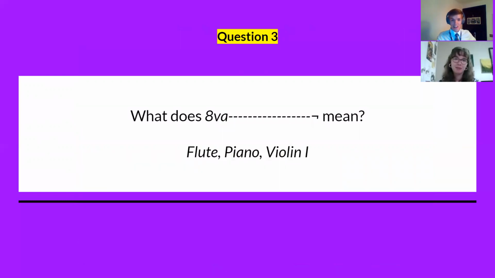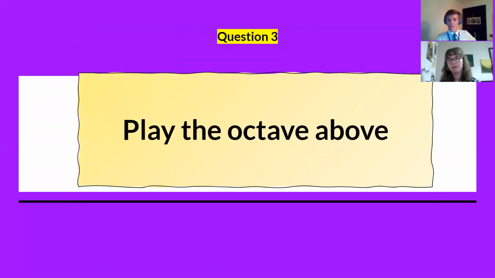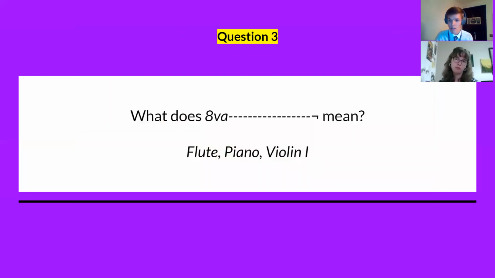So question number 3, 8va. This can also sometimes be used for dramatic effect. But it means play the octave above, because obviously the number 8 is referring to the octave there. If we have a passage that suddenly goes really, really high, and here you can see the instruments that it tends to apply to. So flutes often do that kind of thing. Piano as well, and violin, they're quite effective when they play an octave above.